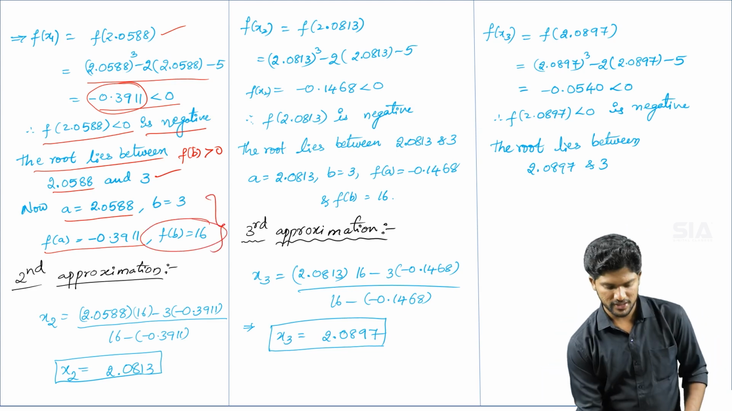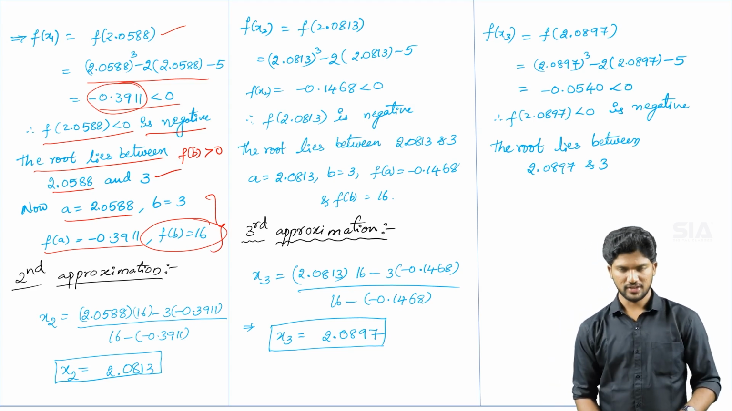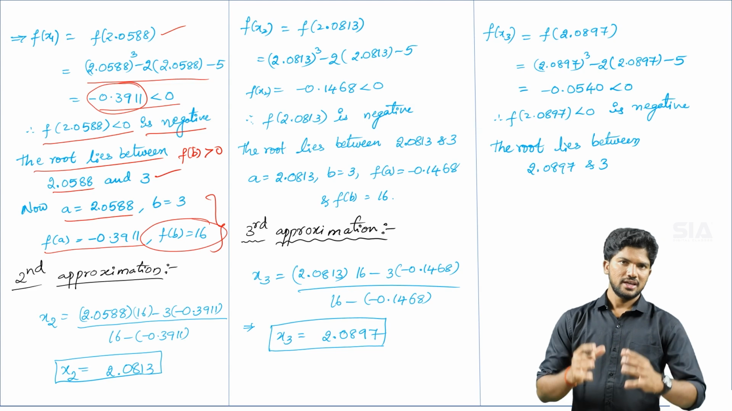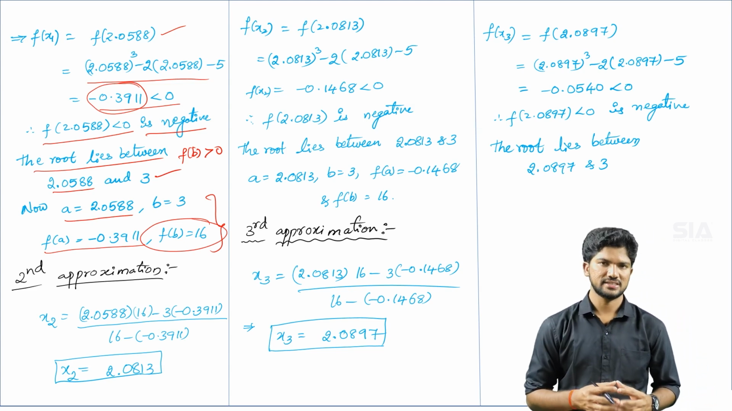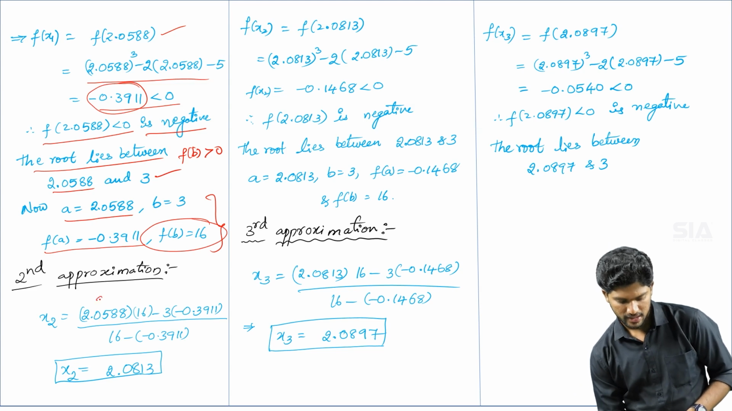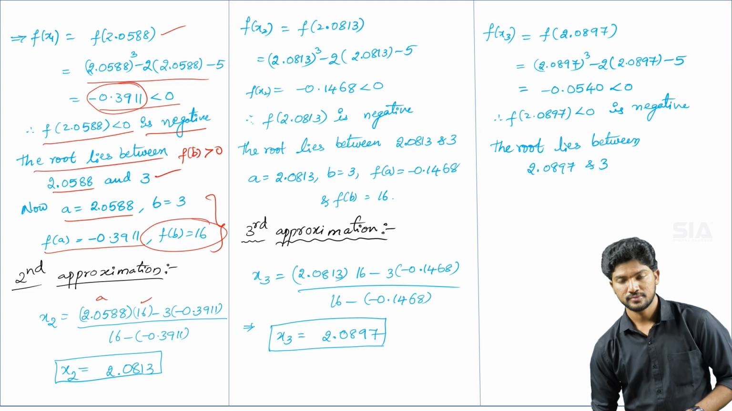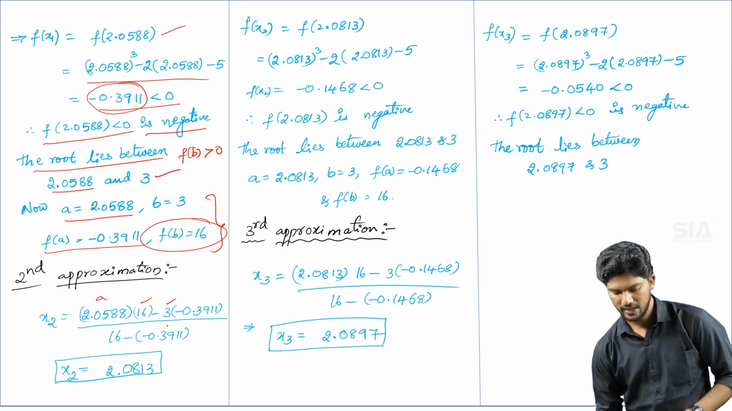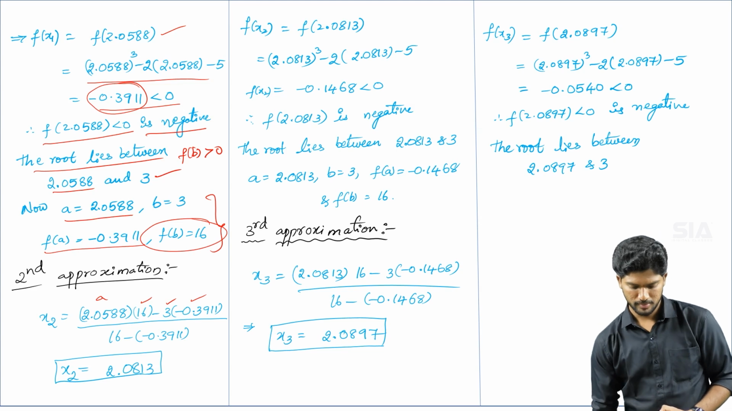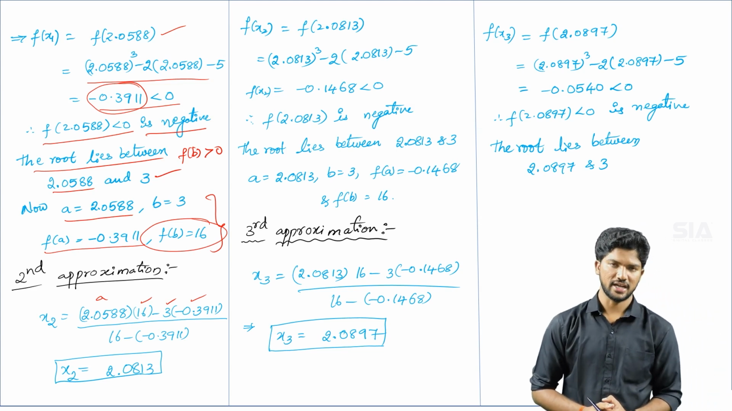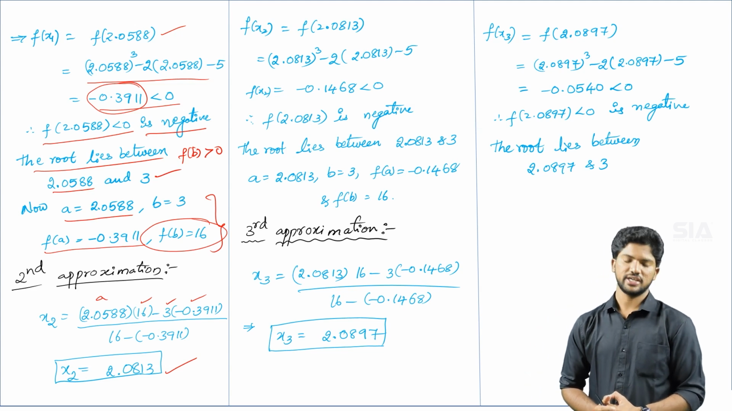So with the help of these values, we can take the second approximation, that is x2. x2 is equal to, what is the formula? a into f of b minus b into f of a by f of b minus f of a. So what is the a here? a is 2.0588, f of b is 16, minus b is 3, f of a is minus 0.3911, by 16 minus of minus 0.391. So if you simplify that, you will get x2 is equal to 2.0813.